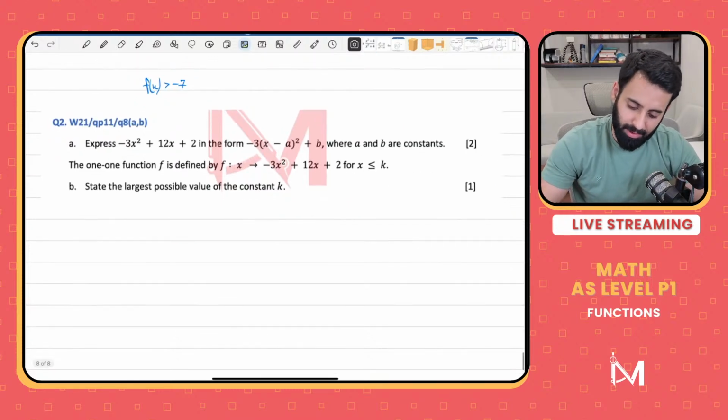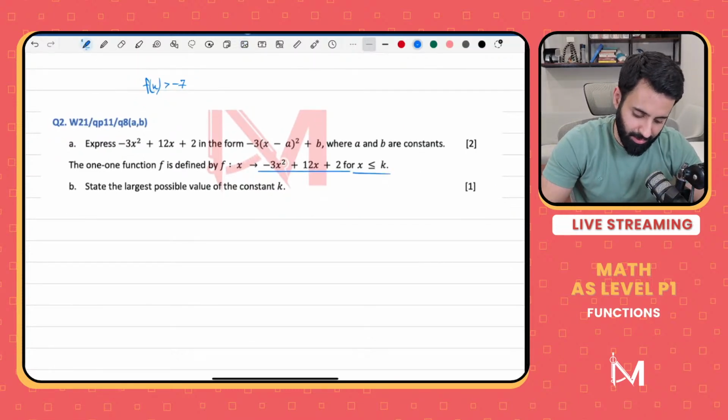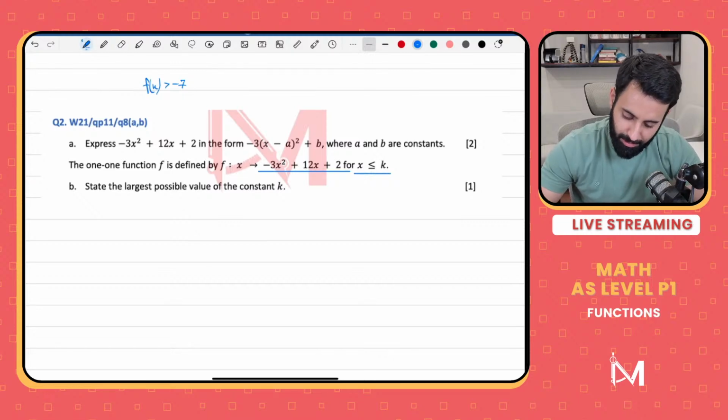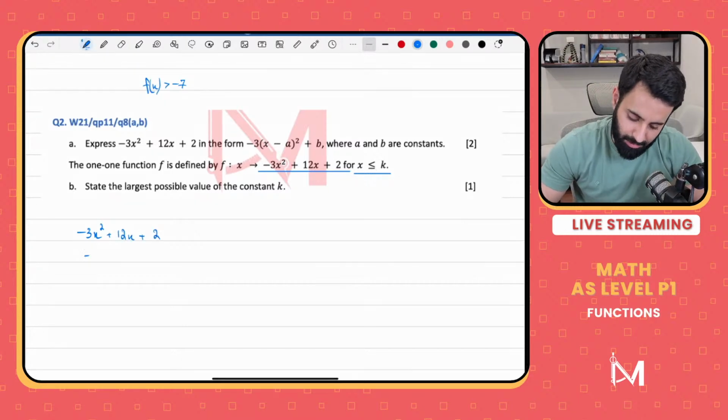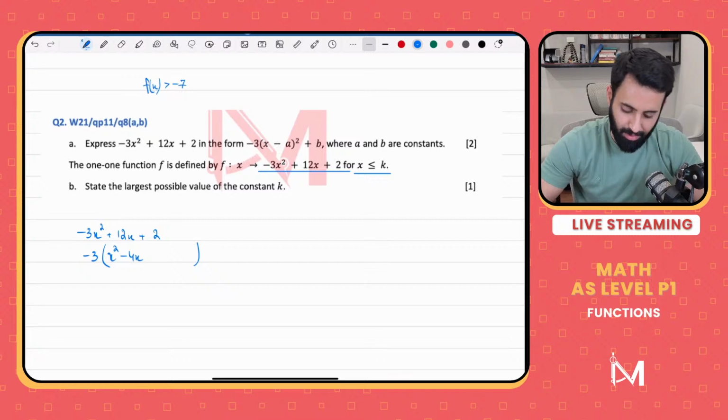The one-to-one function f is defined by so-and-so, where x is lesser than or equal to k. So first part, we have to bring it in completed square form. That's how you will notice if you have a quadratic function related question, the first part, you're very likely to bring it in completed square form. So let's start by taking minus 3 common. So we have x square minus 4x, leave a lot of space, close the bracket, then write plus 2.